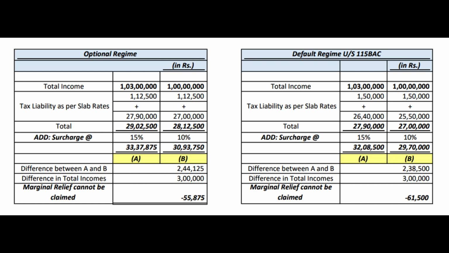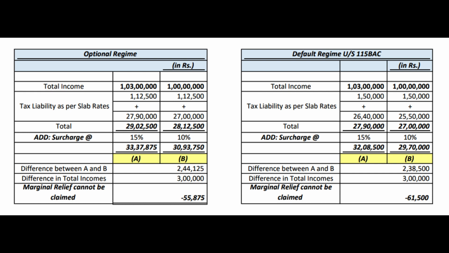If we look at the default tax regime, here also, when the total income is rupees 1 crore 3 lakh rupees, the tax liability will be rupees 1 lakh 50,000 plus rupees 1 crore 3 lakh minus rupees 15 lakh into 30%. That is rupees 26 lakh 40,000. The total tax liability will be rupees 27 lakh 90,000, and surcharge will be levied at the rate of 15% since the total income has exceeded rupees 1 crore. Total tax liability including the surcharge will be rupees 32 lakh 8,500.